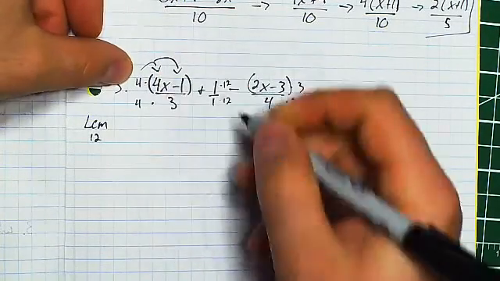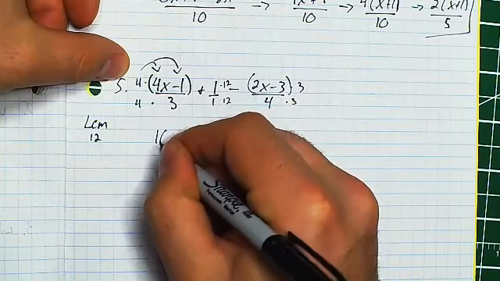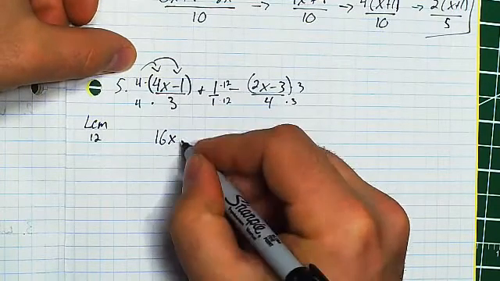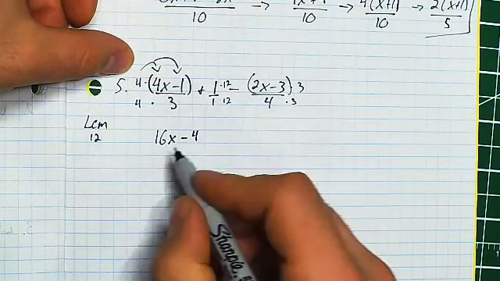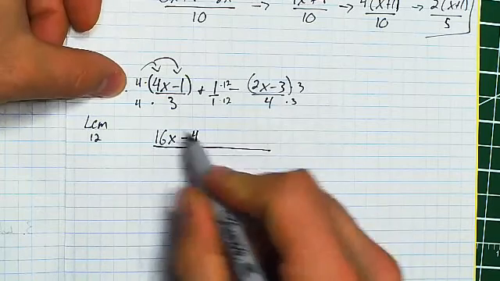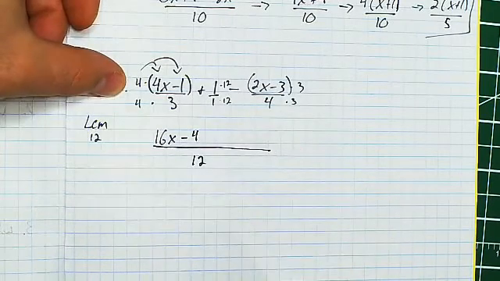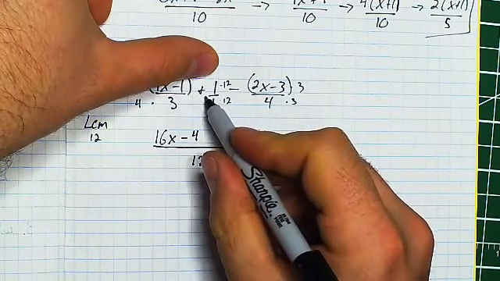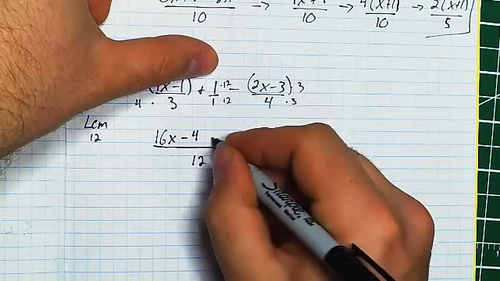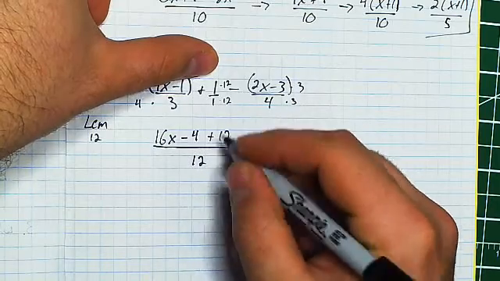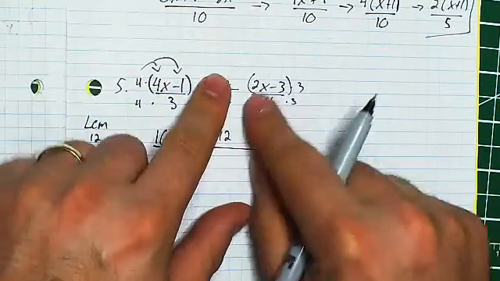So, 4 times 4x turns into 16x. 4 times negative 1 turns into negative 4. This is all over 12. 1 times 12 turns into 12 over 12.